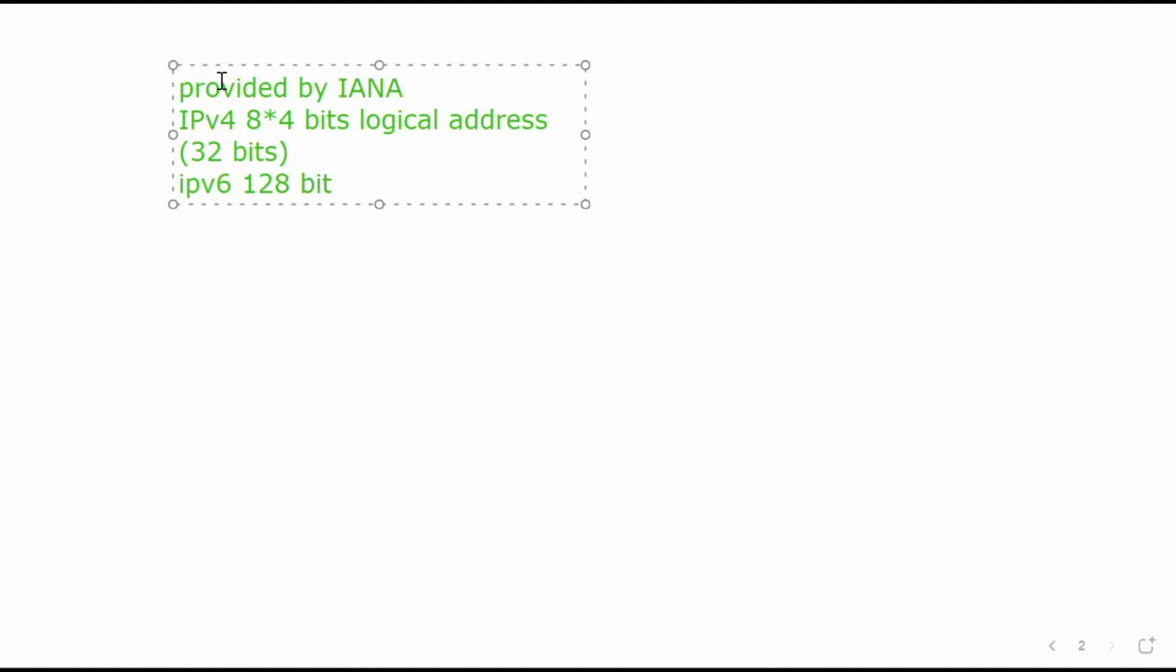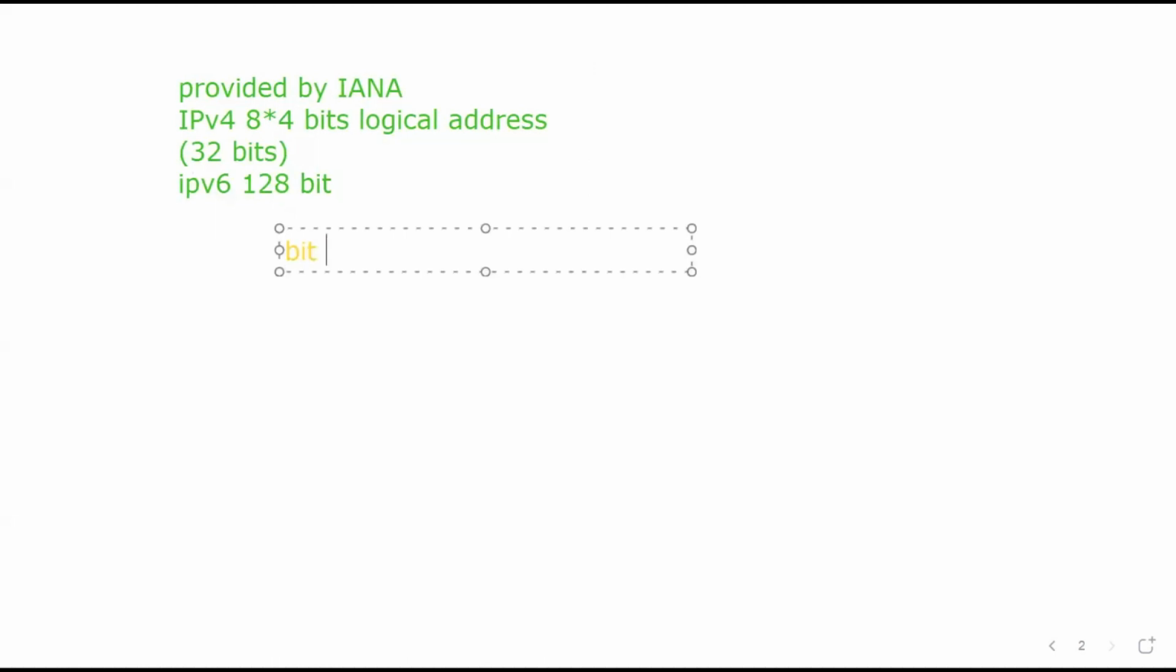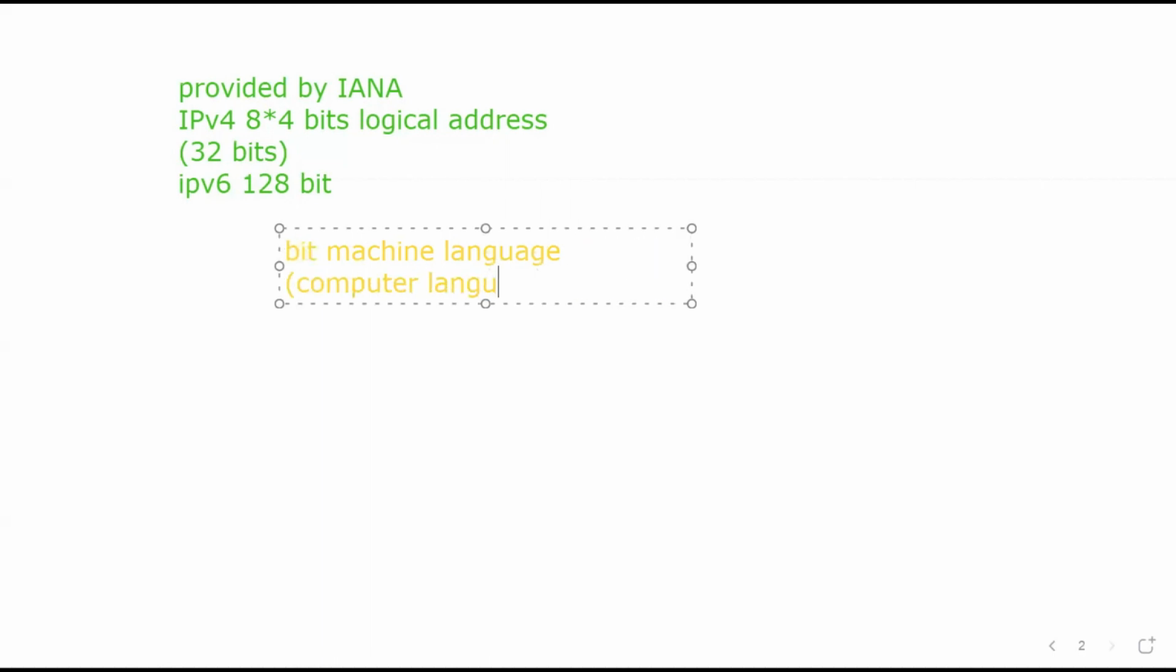Another question arises: what is a bit? A bit is machine language, or we can also say computer language.